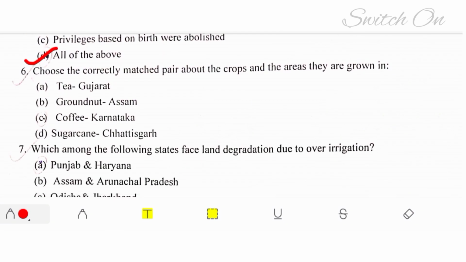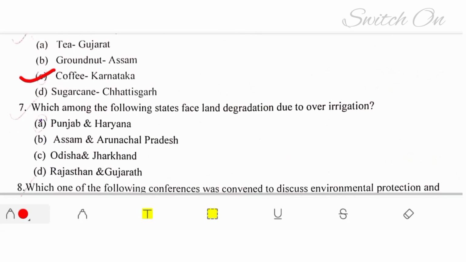Question 6. Choose the correctly matched pair about the crops and the areas they are grown in. Option A, tea in Gujarat is wrong. Groundnut in Assam is also wrong. Coffee in Karnataka is right and sugarcane in Chhattisgarh is wrong. So, answer is option C.